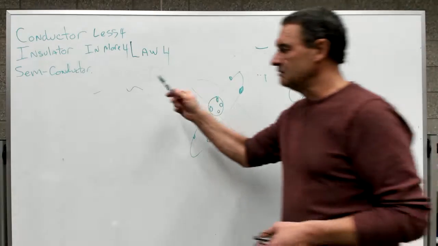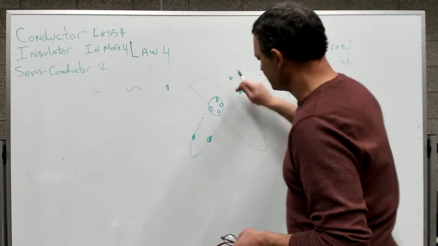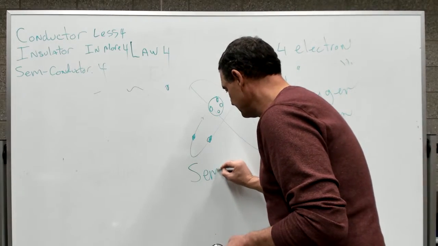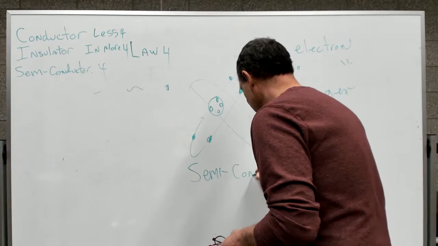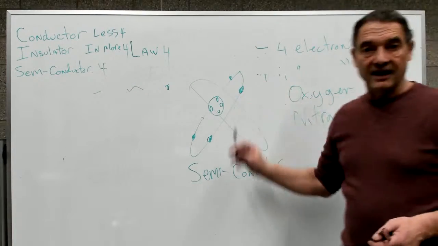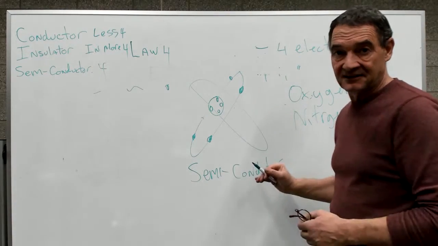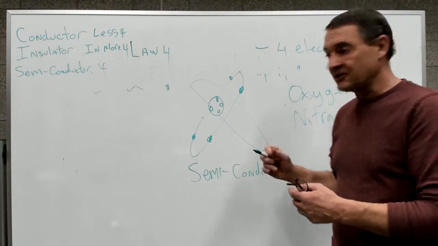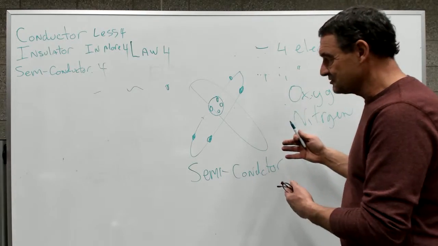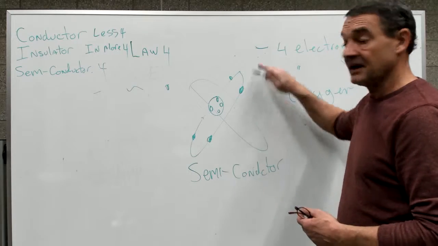What about 4? What about ones with 4? Make sure I got 4 here. 1, 2, 3, 4. This is a semiconductor. So, with a semiconductor, it can go either way. And the basis of electronics is based on the semiconductor. So we take materials and we create atoms with 4 electrons in the outer valence ring, call them a semiconductor, and we know we can manipulate these so they become a conductor or an insulator.